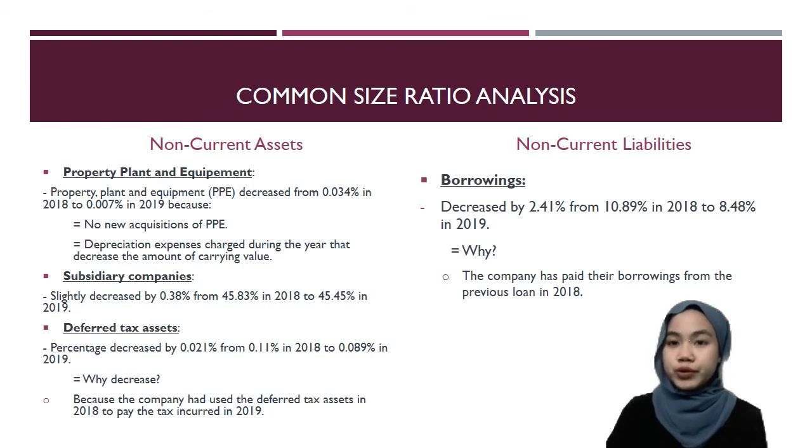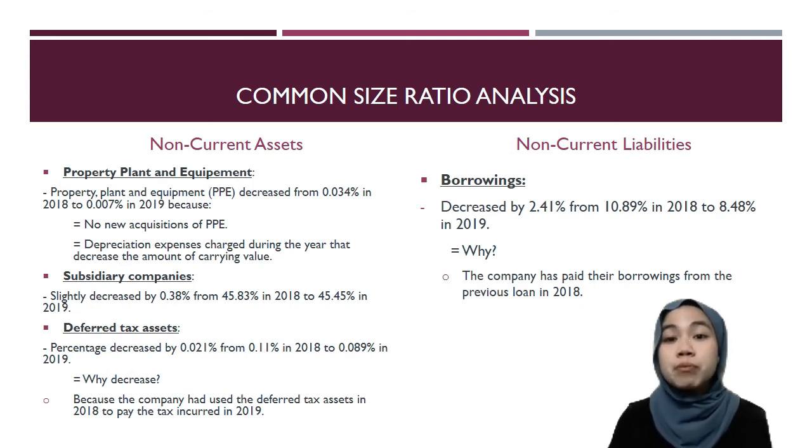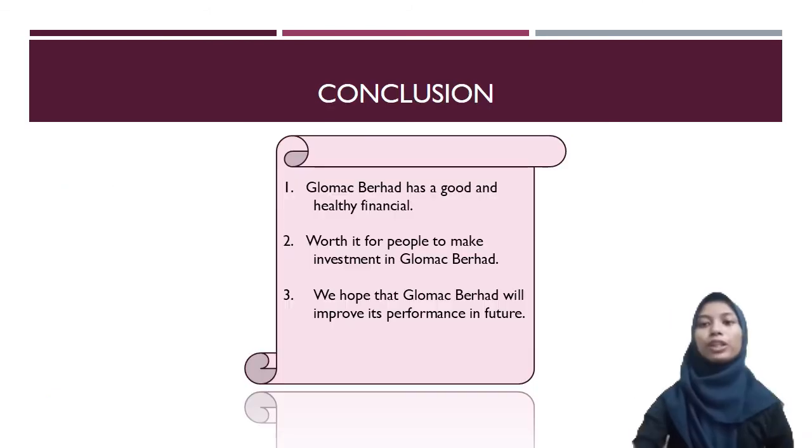Lastly is the borrowing. Glomac's borrowing decreased by 2.41% from 10.89% in 2018 to 8.48% in 2019. Why? Because the company has paid its borrowings from the previous loan.